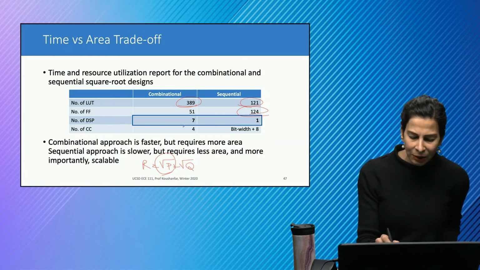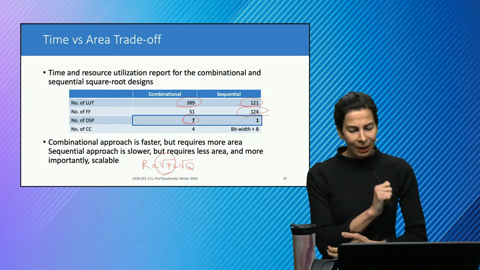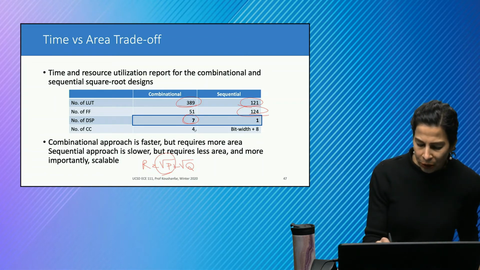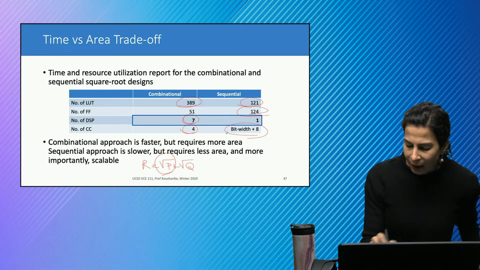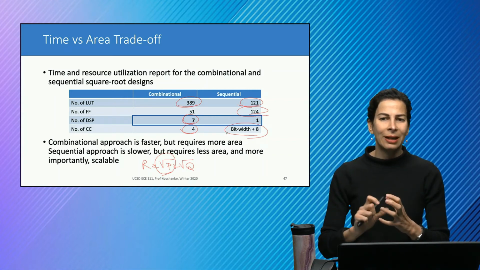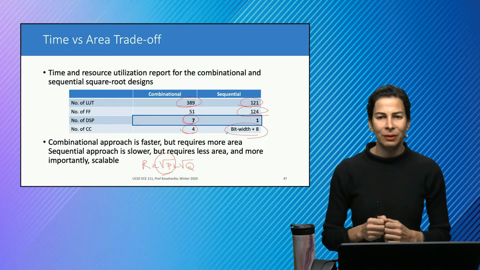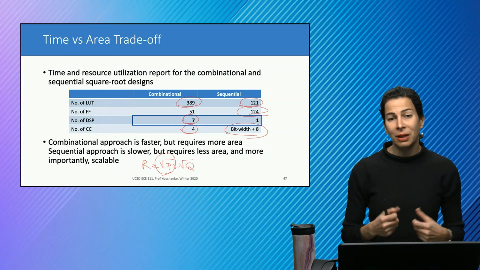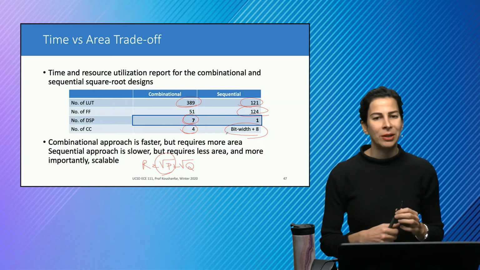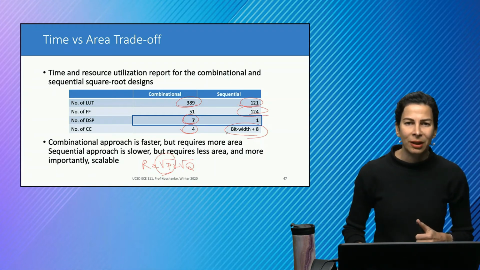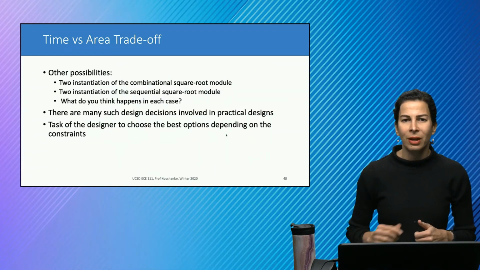But here again you see an example where we have more resources used, but the number of cycles is shorter, so the time is less than the sequential, because in sequential we are adding some control, and we are basically having a longer bit width. So the combinational approach is faster but requires more area. The sequential approach is slower but requires less area. So this is basically a design trade-off.